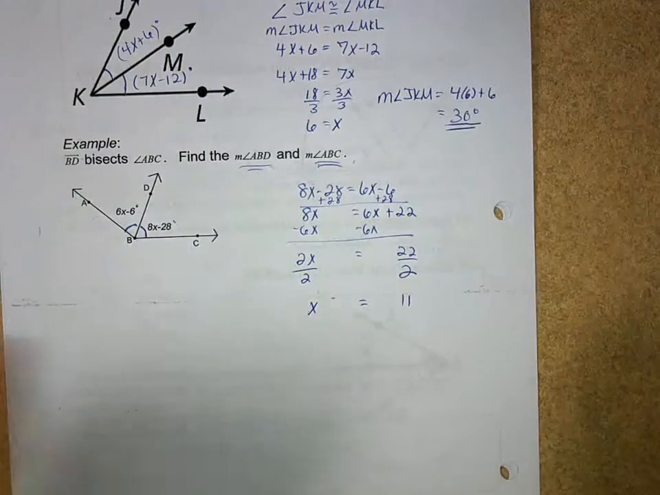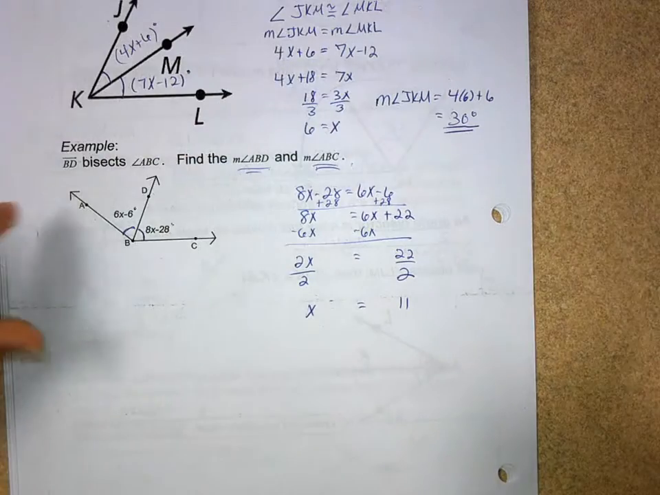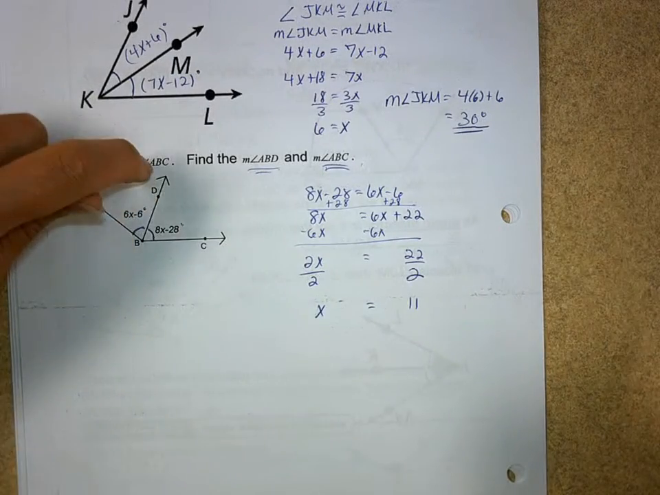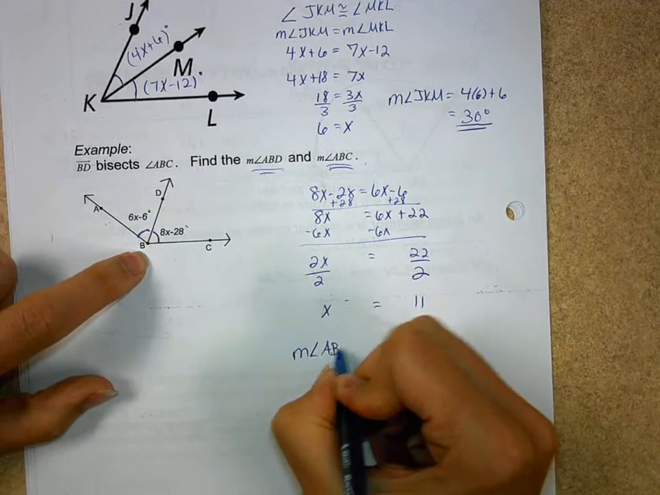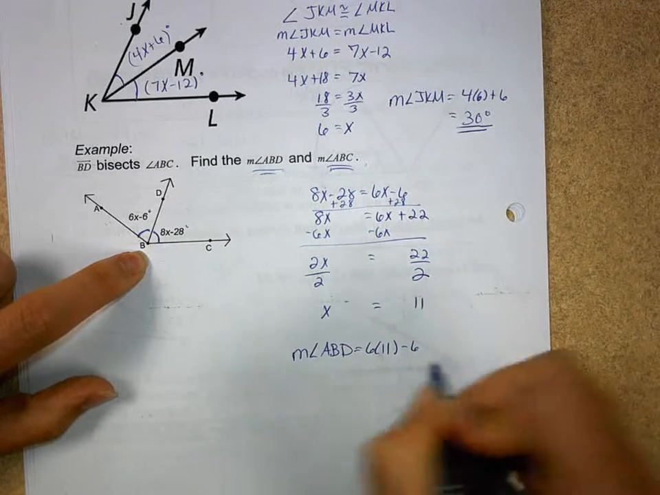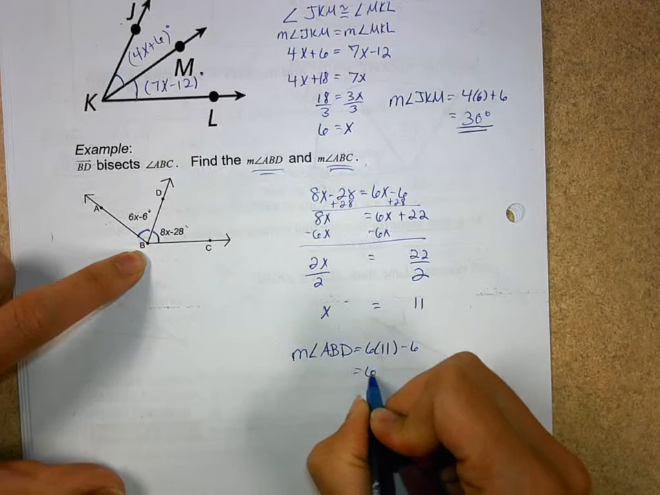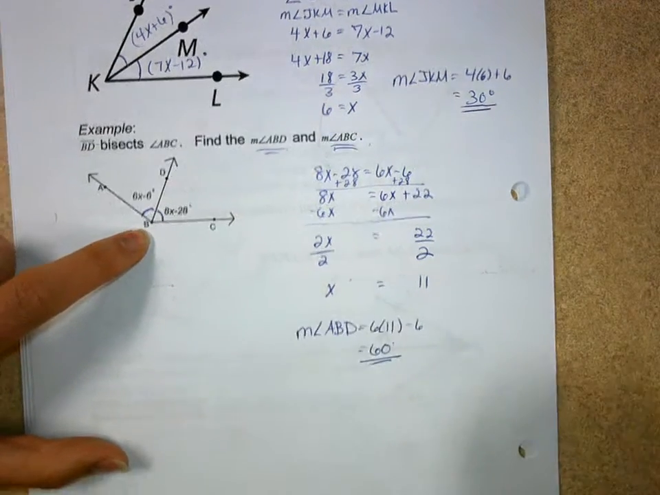Now, ask myself again, is that where I want to go? No, I need to plug it in. Well, I'm going to plug it into the first one first because it's a smaller one. So I can say the measure of angle ABD is just 6 times 11 minus 6. Well, that gives it 60 degrees. So the measure of angle ABD is 60 degrees.